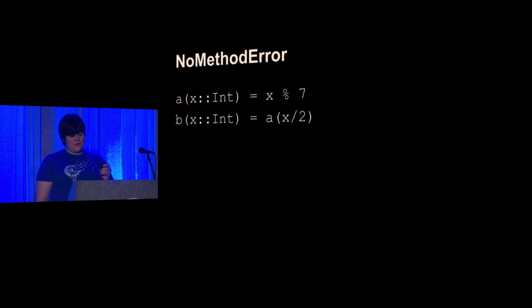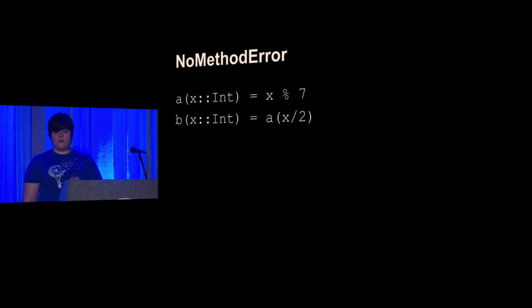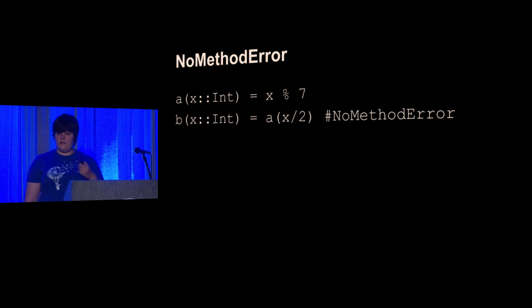B also takes an int. This time it divides x by 2 and then calls A. So that's our only method of A that we wrote up above there. We've already heard in the first part that x divided by 2 is a Float64. So we know that A is getting called with a Float64. So we know that this is going to be a no method error, because we know the methods of A, we know what B is calling it with, and we go, that's not going to work.